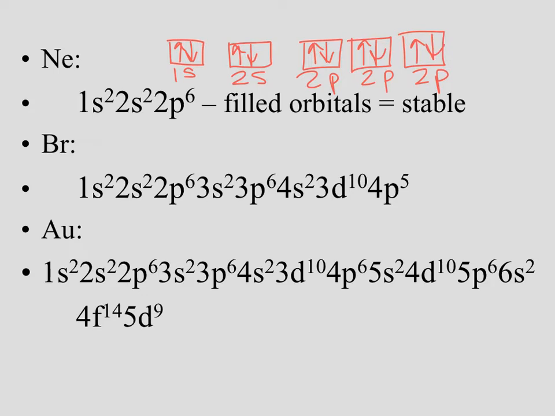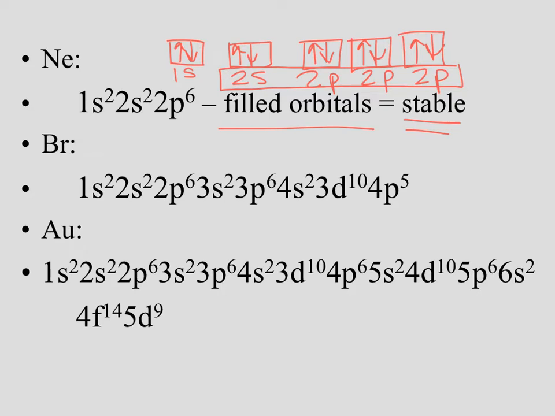So all the orbitals are filled, and when that happens, they are very, very stable, and that's what you will find with every single noble gas. In the outer energy level, which is our second energy level, every single orbital is completely filled, which makes it very stable.